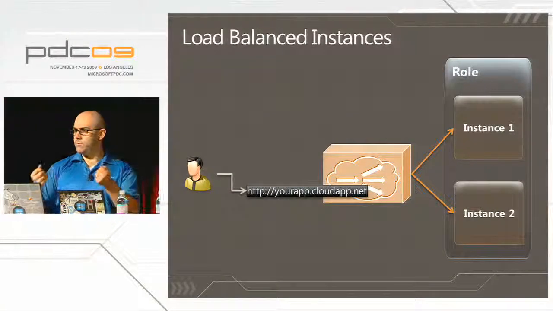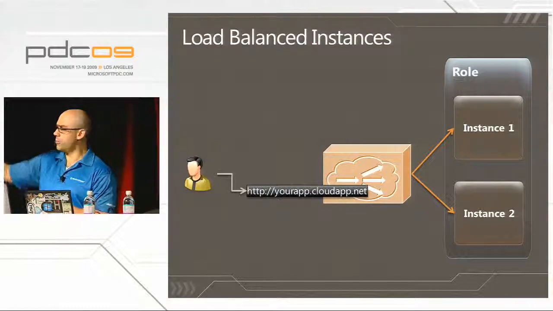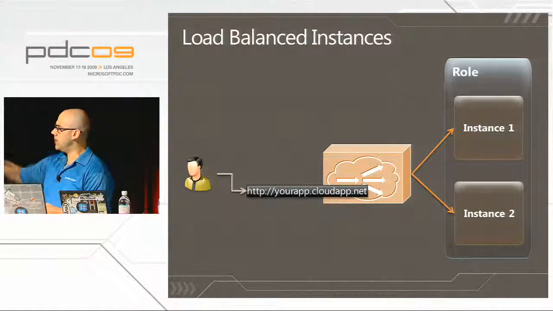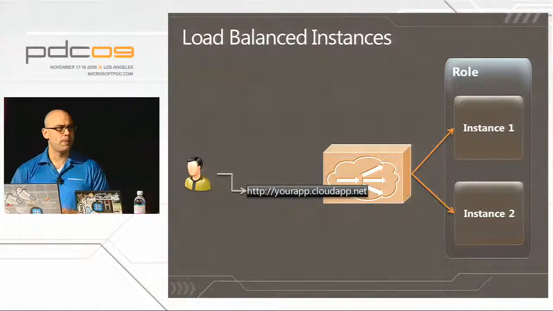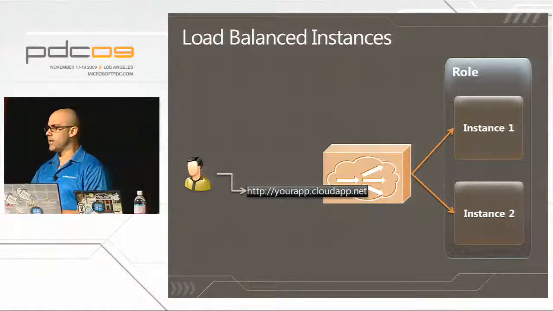And then what we'll do is we'll configure it, or we'll wire it up to a load balancer, and then we'll publish that through a URL. So in this example, it's yourapp.cloudapp.net. And so then when users are hitting that endpoint, we automatically load balance across your instances.